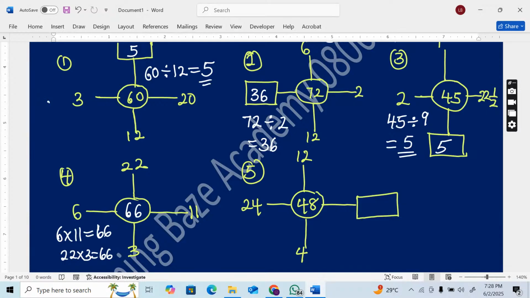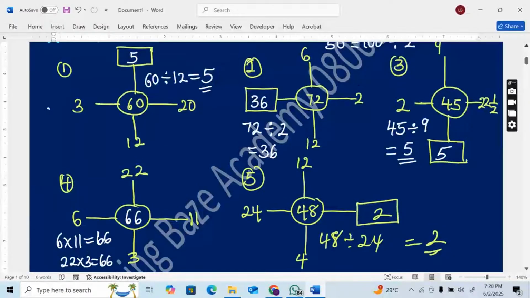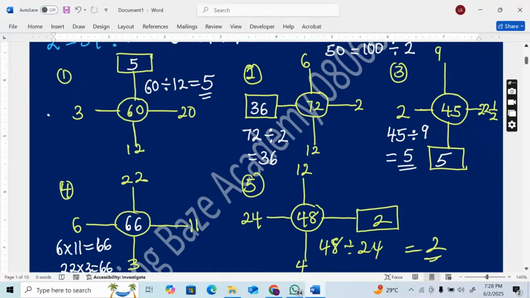Okay, I can see everybody's answer. So let's find the missing number for number 5. That will be 48 divided by 24. The answer is equal to 2. So write 2 in the box. Everybody write what is on my screen. If you're just coming, just write what you can see on my screen. You have just 1 minute.